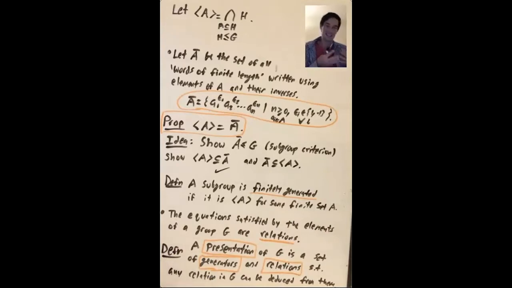So if that subgroup is finite, it's automatically finitely generated, but there are lots of infinite subgroups that are finitely generated. Like Z, for example, Z plus is cyclic. The subgroup of Z generated by 1 is all of Z. It's generated by that one single element, but it's infinite. So there are finitely generated subgroups that are infinite.